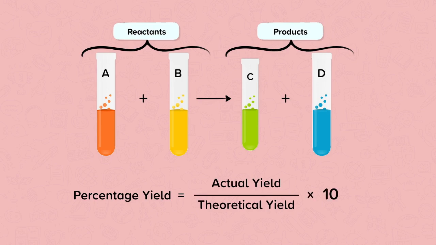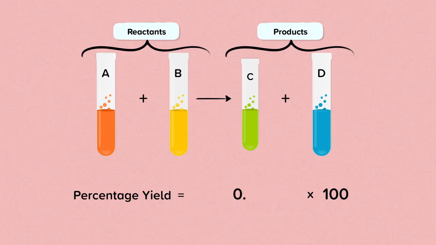For our example, the actual yield was 40 grams, when we calculated that we would get 50 grams. 40 divided by 50 is 0.8. 0.8 times 100 is 80. So the percentage yield of this reaction is 80%.